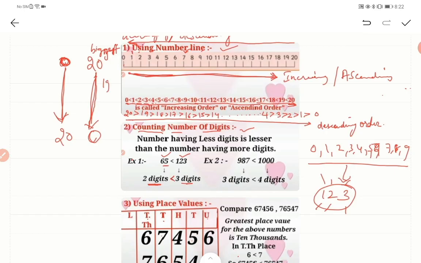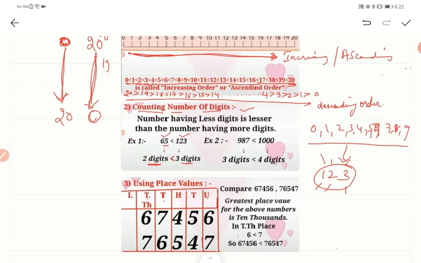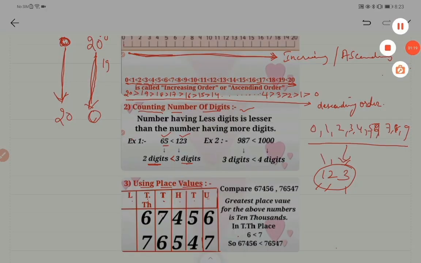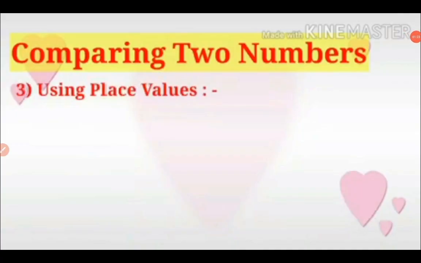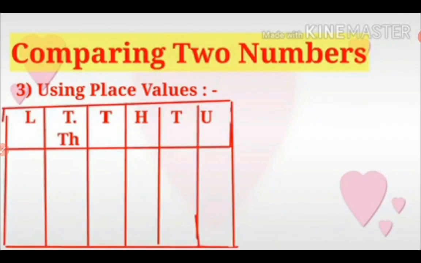Okay, so now let's move on to comparison of numbers, comparing two numbers or many numbers using place values. Okay, so we know how to give place values: units, tens, hundreds, thousands, 10,000s, lakhs, right? So using place values, you will first write units, tens, hundreds, thousands, 10,000s and lakhs as your place values. Okay, let's take one example.